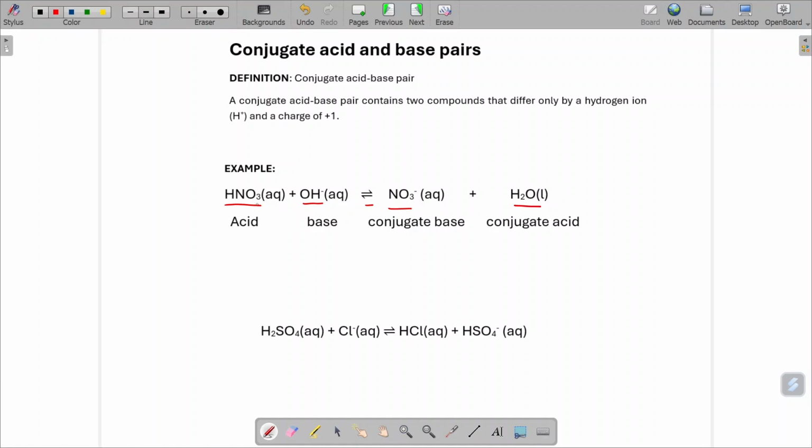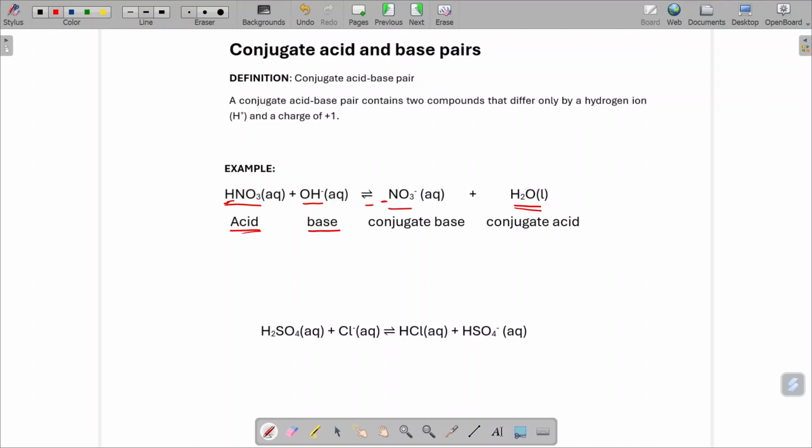Now, look what happens here. The HNO3, which is an acid, has donated its proton. Its product no longer has a proton. The OH minus has accepted the proton to form water. So because the acid donated its proton, that's the definition of the Bronsted-Lowry acid. And the OH minus accepted the proton. That is the definition of the base.